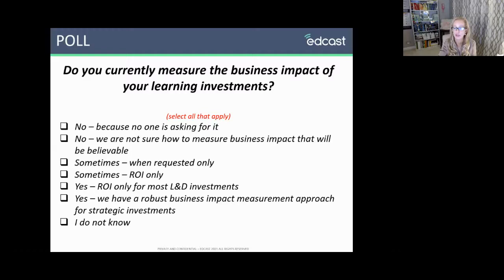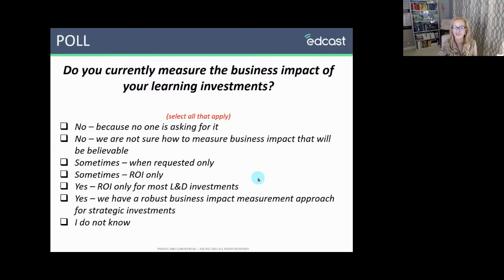If you would pop in the chat, just say yes, no, or sometimes, to give me a feel overall for whether you're currently measuring the business impact of your learning investments. All right, we got sometimes coming through. Sometimes, yes, yes, yes. Looking good. We got one no. We got a lot of sometimes. All right, that looks great. We got a no.